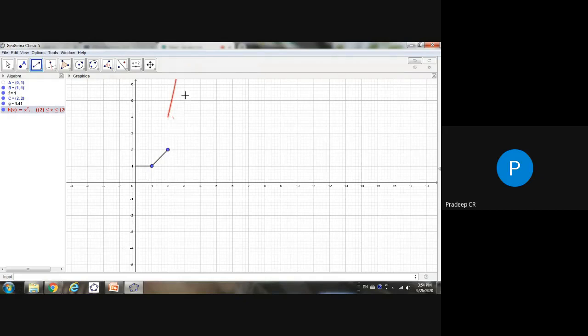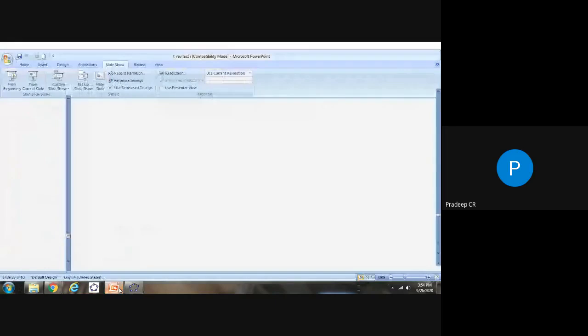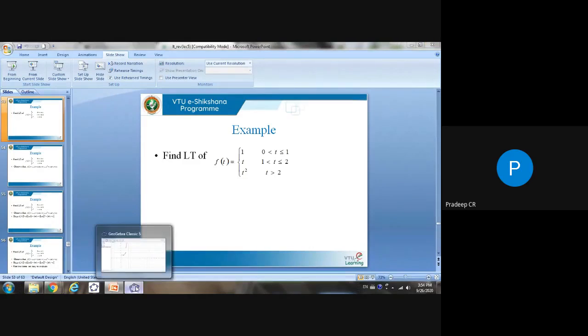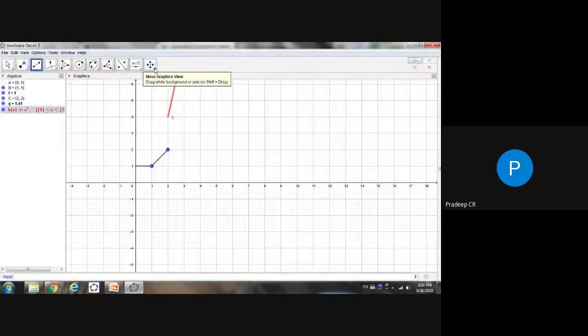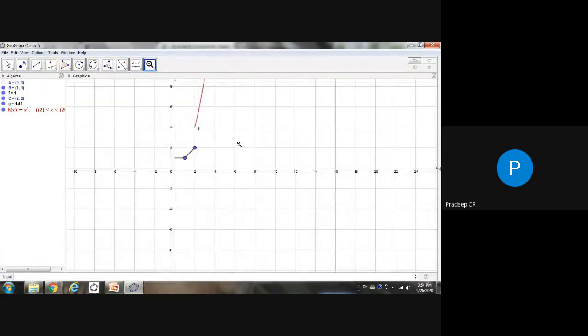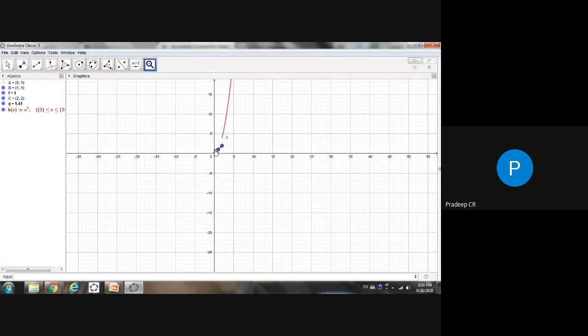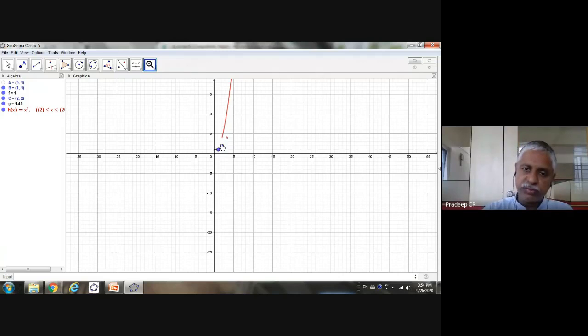So clearly this is not a continuous function because you see at t equal to 2, the left hand limit is 2 and the right hand limit is 4. That's correct. So no problem. What I have drawn is correct. So let me show it to you slightly. This is how the function looks. From 0 to 1 it is constant, from 1 to 2 it is constantly increasing with the same slope, from 2 onwards it is t square. So this is the function.